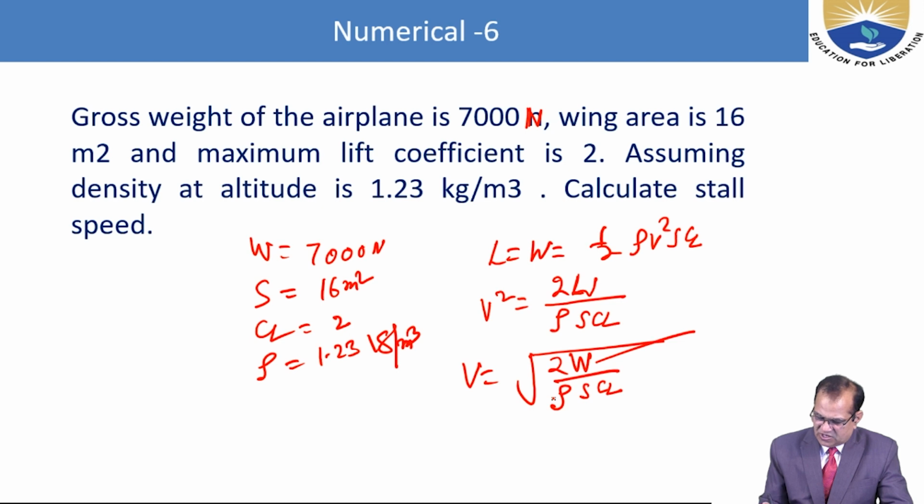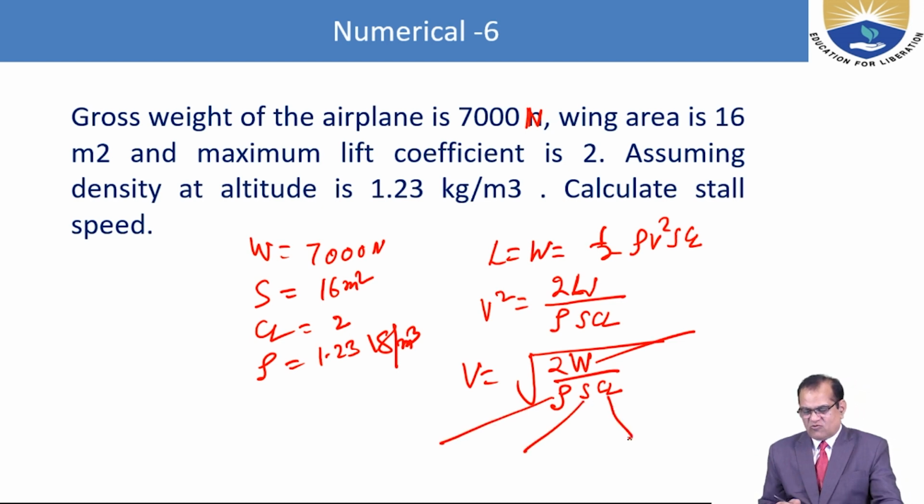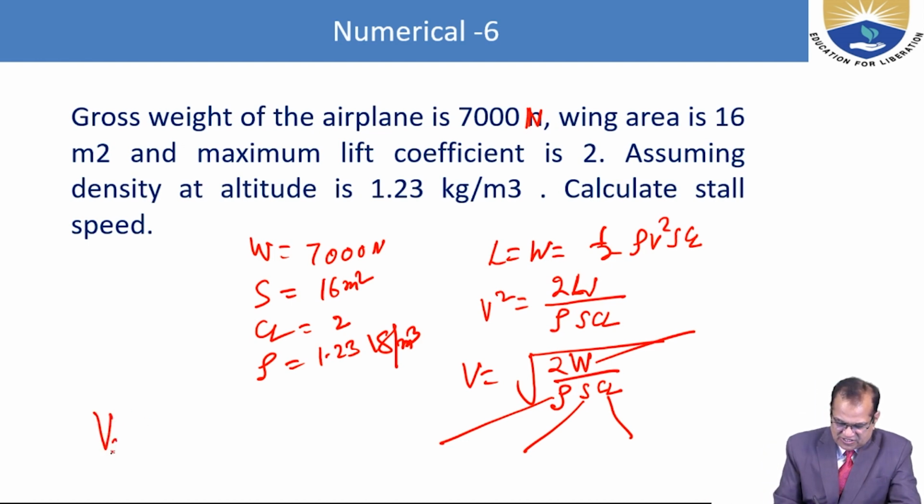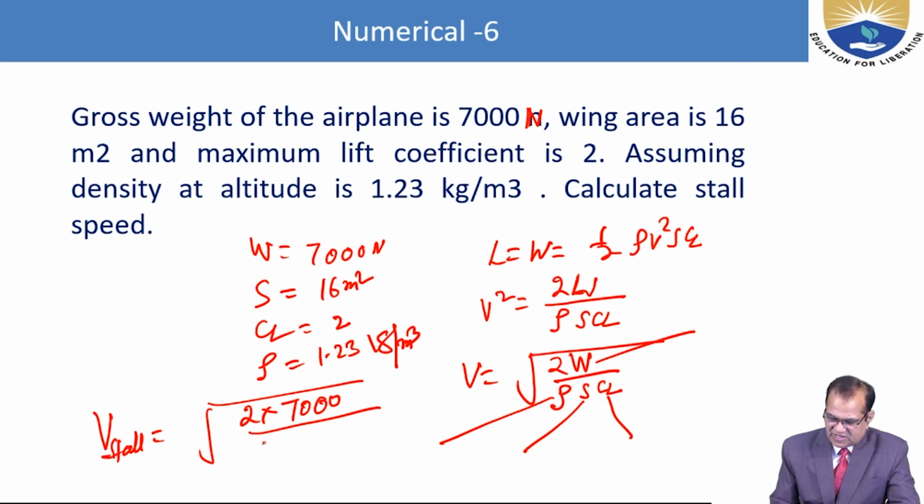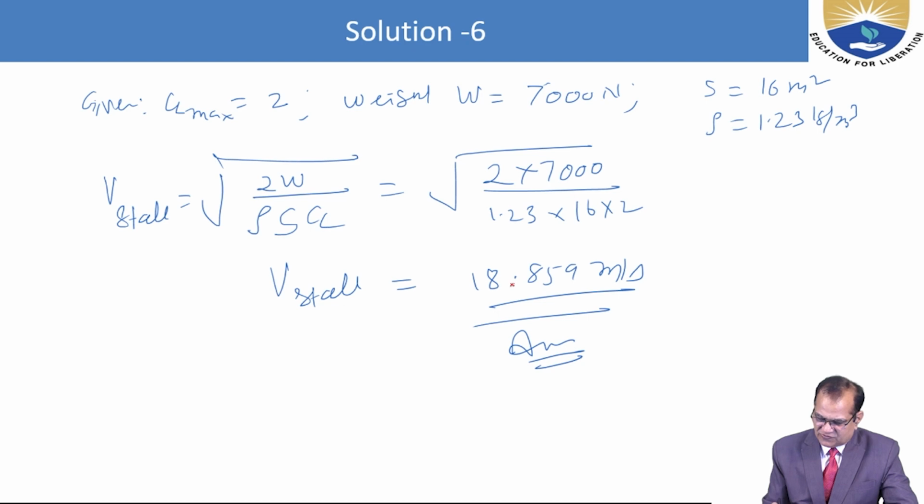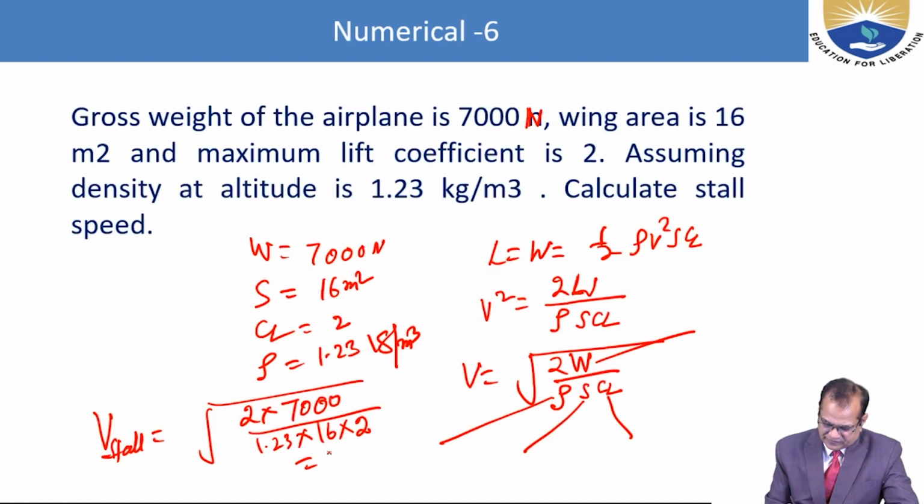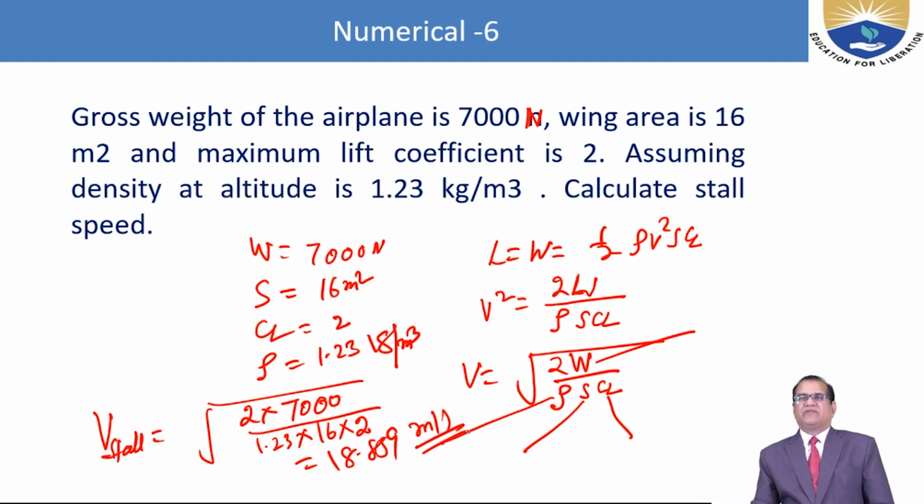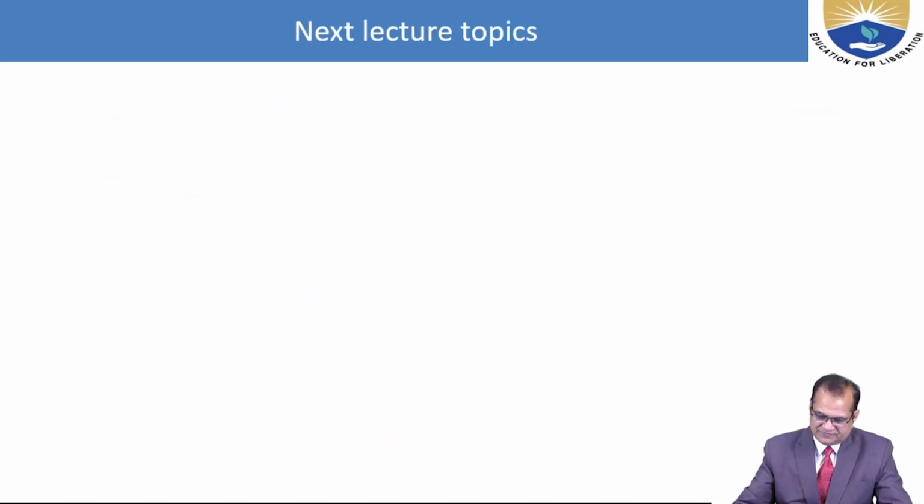So W is given, rho is given, area is given, coefficient of lift is given, all the values are given. So we can write this velocity V stall as the square root of 2 into 7,000 divided by 1.23, area is equal to 16 meter square into CL equal to 2. So at last you will get V stall is equal to 18.859 meter per second. So this is the stall velocity which we were supposed to get by this equation.